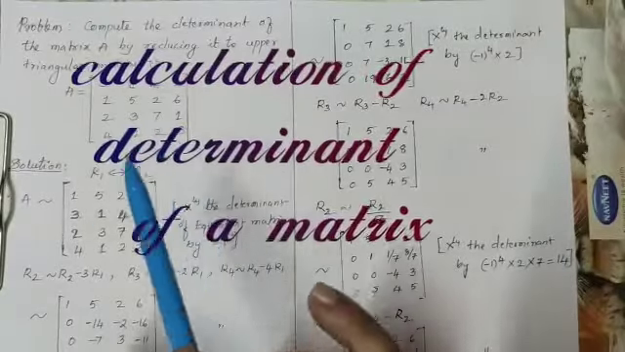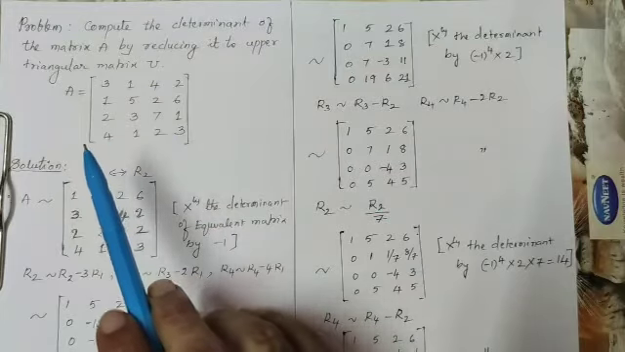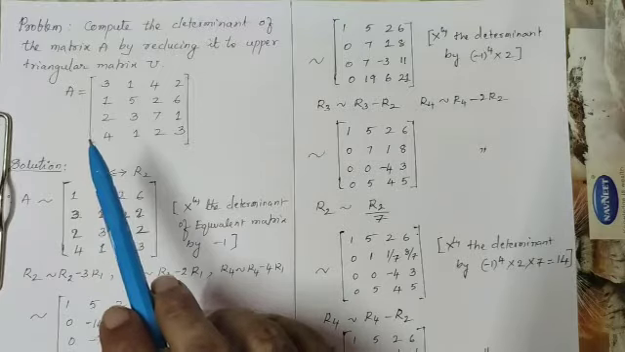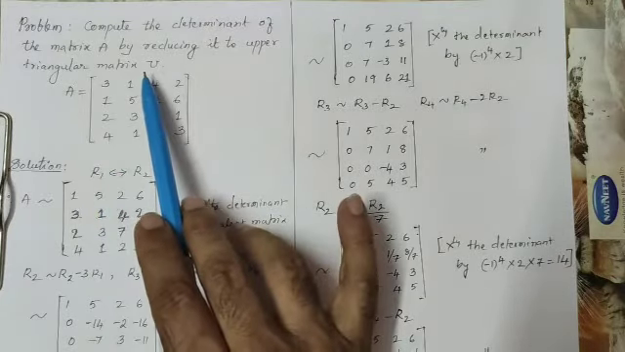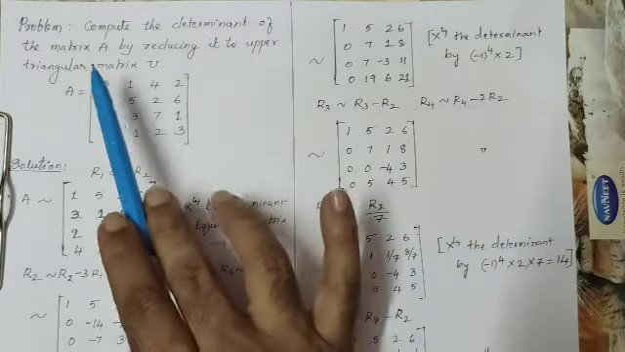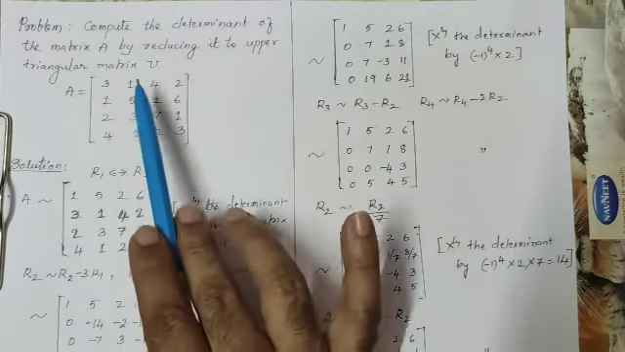In this video, we discuss two methods to find the determinant of a given matrix. The first method we discuss is the method where we reduce the given matrix to the upper triangular matrix. The problem is to compute the determinant of the matrix A by reducing it to the upper triangular matrix U.